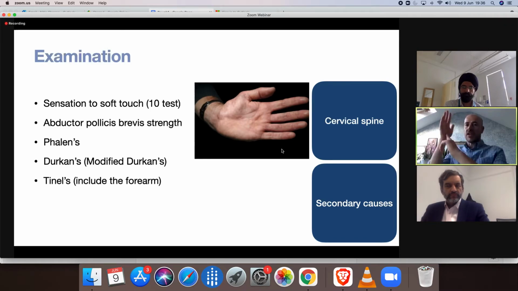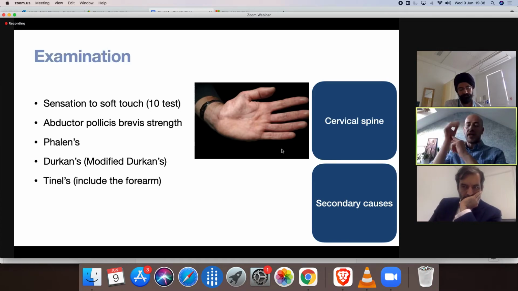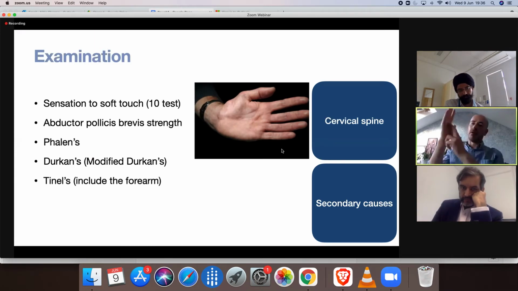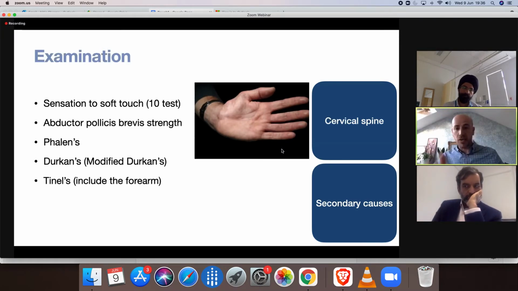Durkan's was classically described as pressure over the carpal tunnel itself, waiting for 30 seconds to see if the symptoms begin. If you flex and put pressure over the carpal tunnel, this modified Durkan's increases the sensitivity of the test. Tinel's is performed from a distal to proximal manner. And again, that can identify areas where the nerve is unhappy or compressed.